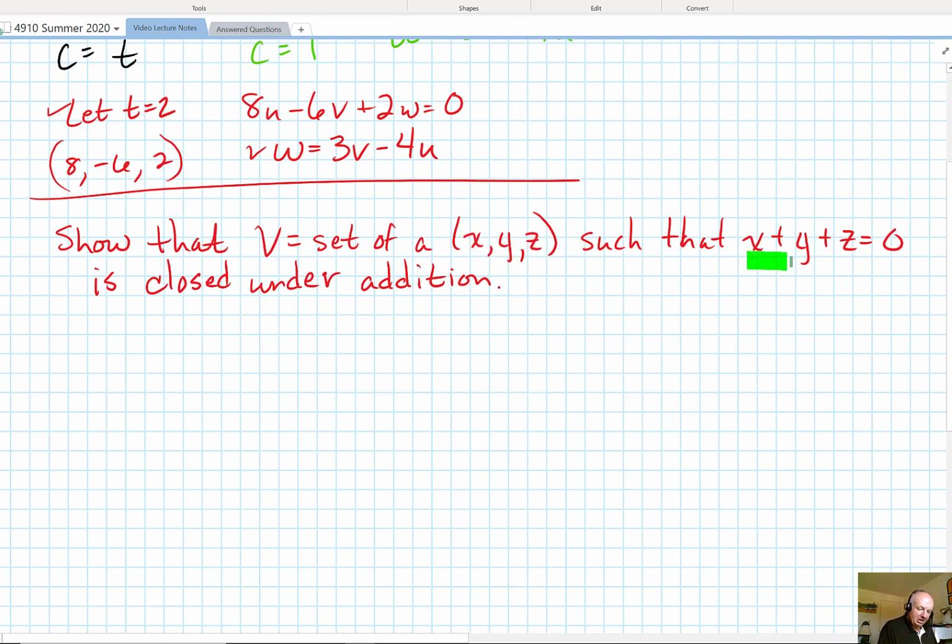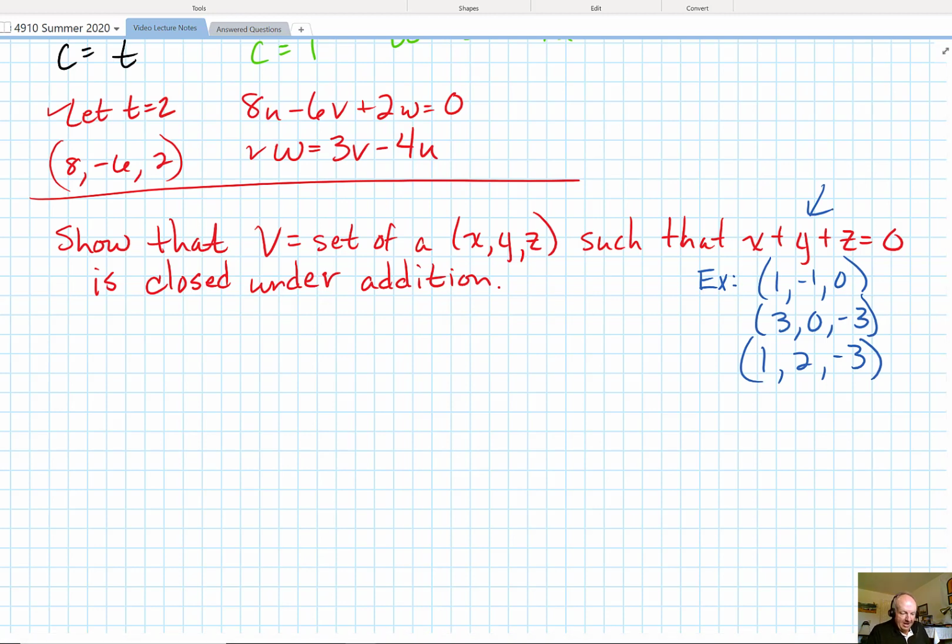And what does the subset look like? Well, x plus y plus z must be 0. Some examples that are in this subset: I could have the point 1, minus 1, 0. Notice x plus y plus z equals 0. I could have 3, 0, minus 3. I could have 1, 2, minus 3. Those are all points that satisfy this equation, all points that are in this group V. Now, interestingly enough, this particular equation is a plane. So these are points on that plane.